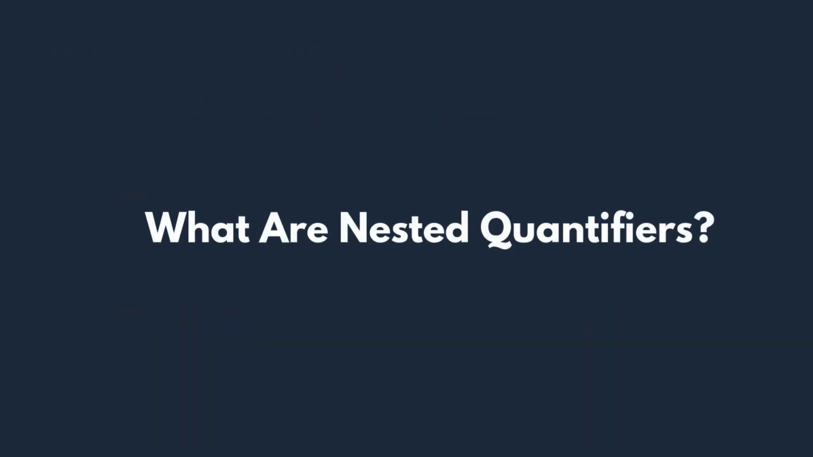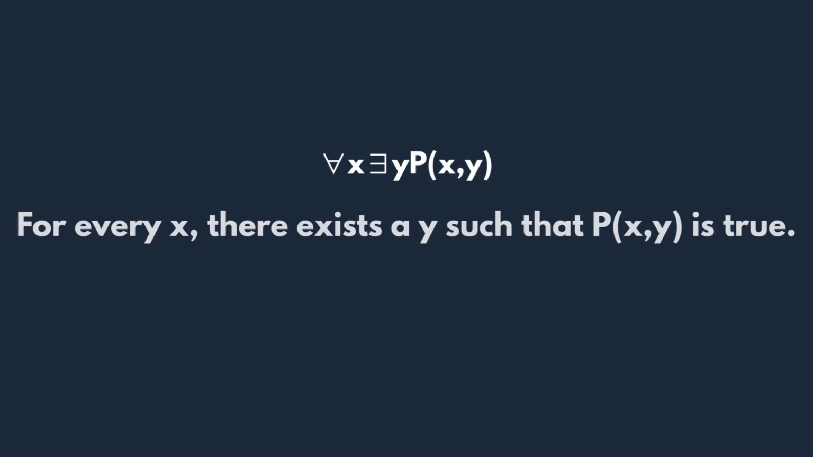So what are nested quantifiers? Nested quantifiers happen when you use more than one quantifier in the same statement. For example, this means for every x, there exists a y such that p of x, y is true. And now things get interesting because order matters a lot. And this is the most important rule, that the order of quantifiers changes the meaning completely.